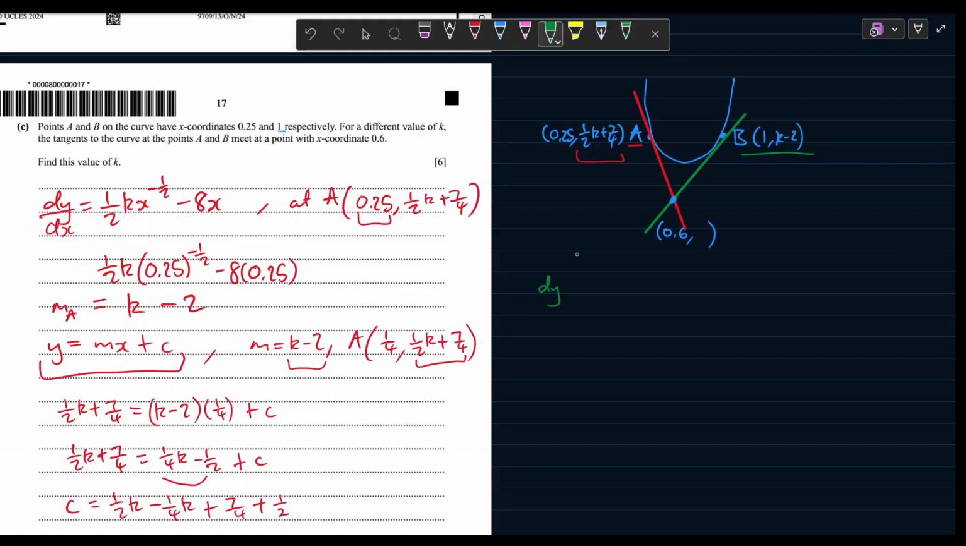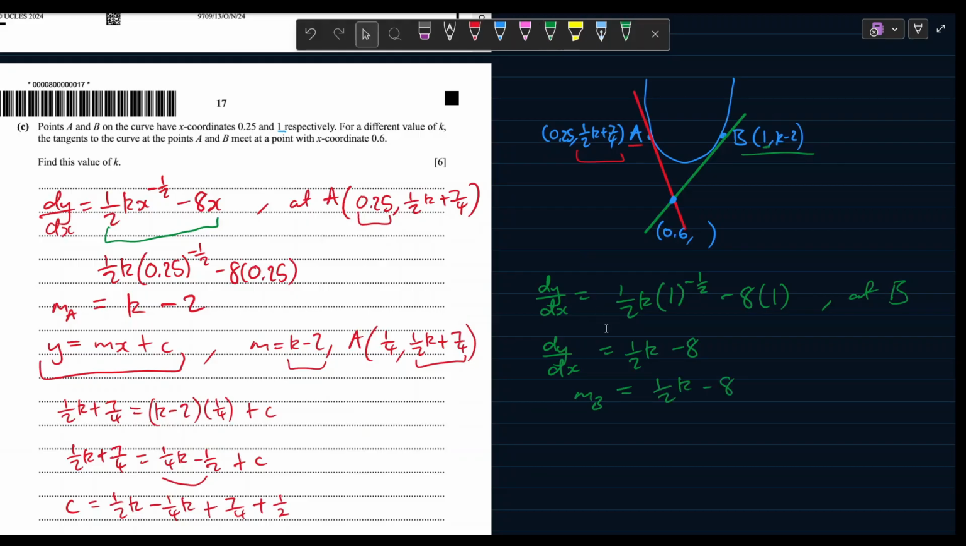So in this case, dy/dx is going to be equal to, a half k, and then remember we're using this, but at B, times x, our x is 1, to the negative half, minus 8x, x is 1, so this is at B. So dy/dx is equal to half k minus 8. So the gradient for the tangent at B is half k minus 8.